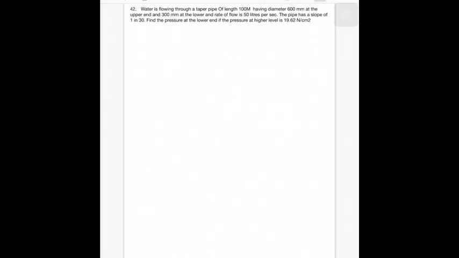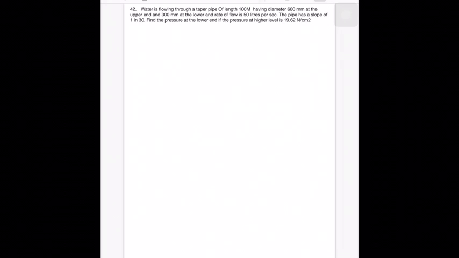Water is flowing through a taper pipe of length 100 meter, having diameter 600 mm at upper end and 300 mm at lower end. The rate of flow is 50 liters per second. Pipe has a slope of 1 in 30. Find the pressure at the lower end if the pressure at higher level is 19.62 Newton per centimeter square.